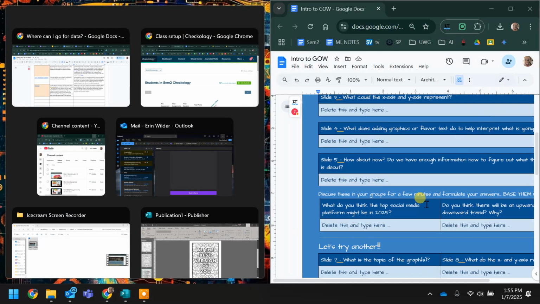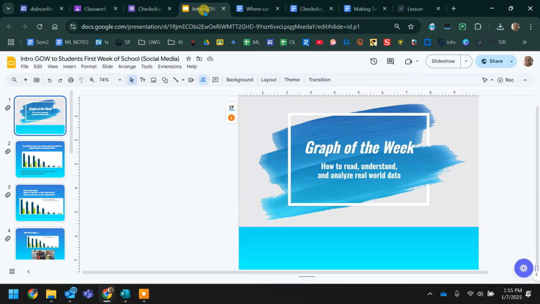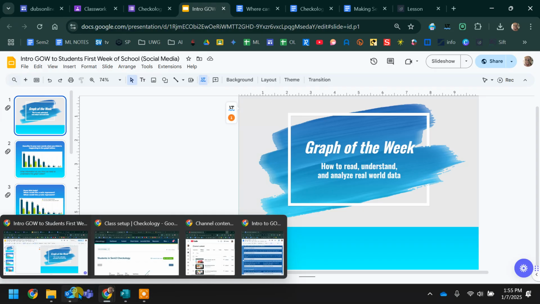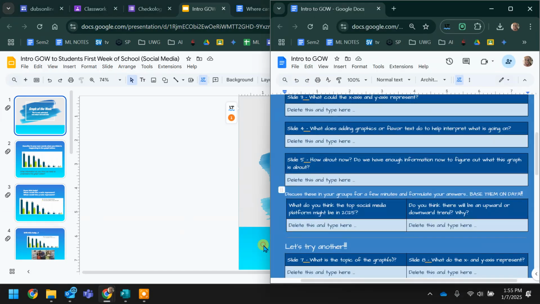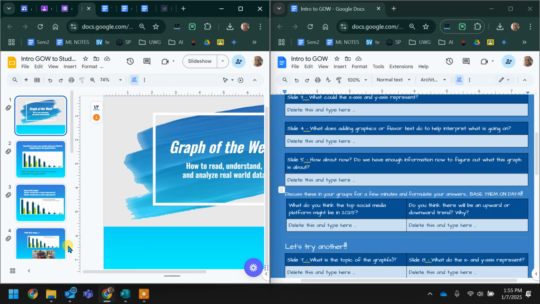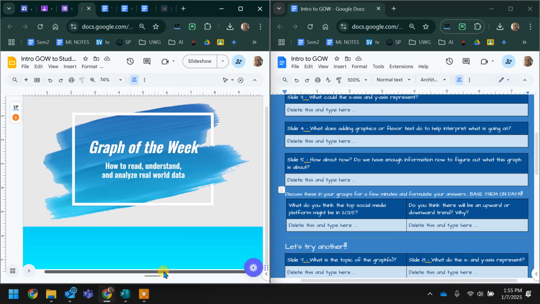So I'll pull this to the side and pull this to the side. Oh, that didn't work. Normally it does. Let me try to be slick and it did not work. But the handout usually just pairs with these slides over here.